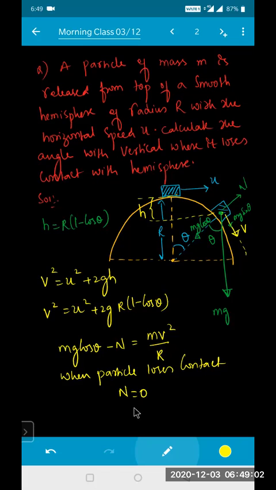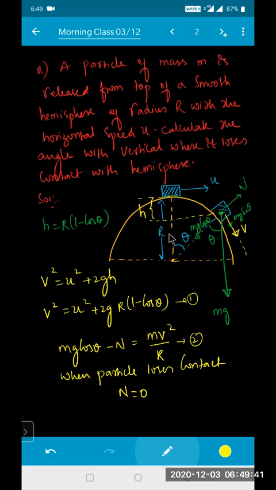So when it is leaving the contact, normal must be equal to how much? 0. Because it is now not in contact, this perpendicular component N will become 0. Is it clear? So v square we got is u square plus 2gR into 1 minus cos theta. This one is, say, equation number 1. And this is equation number 2.